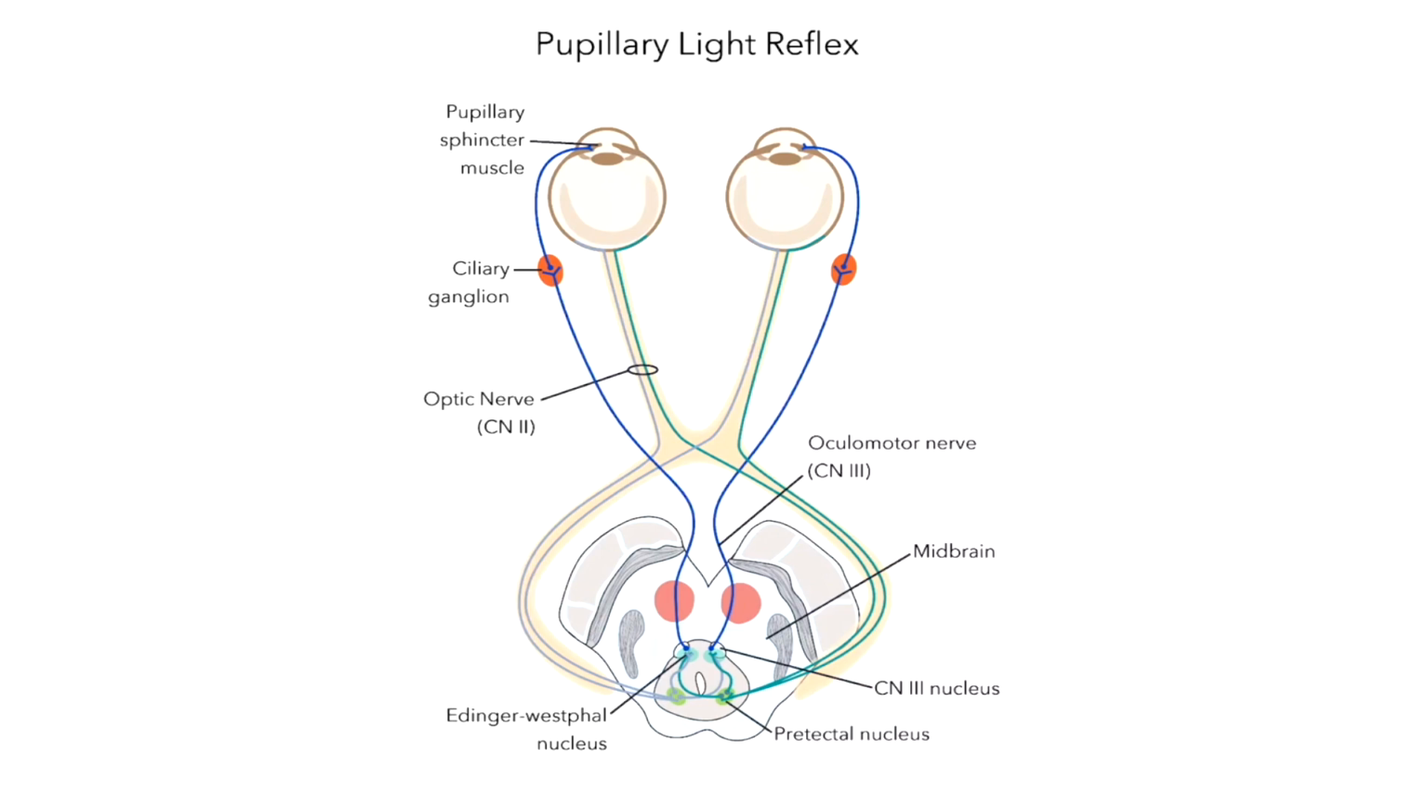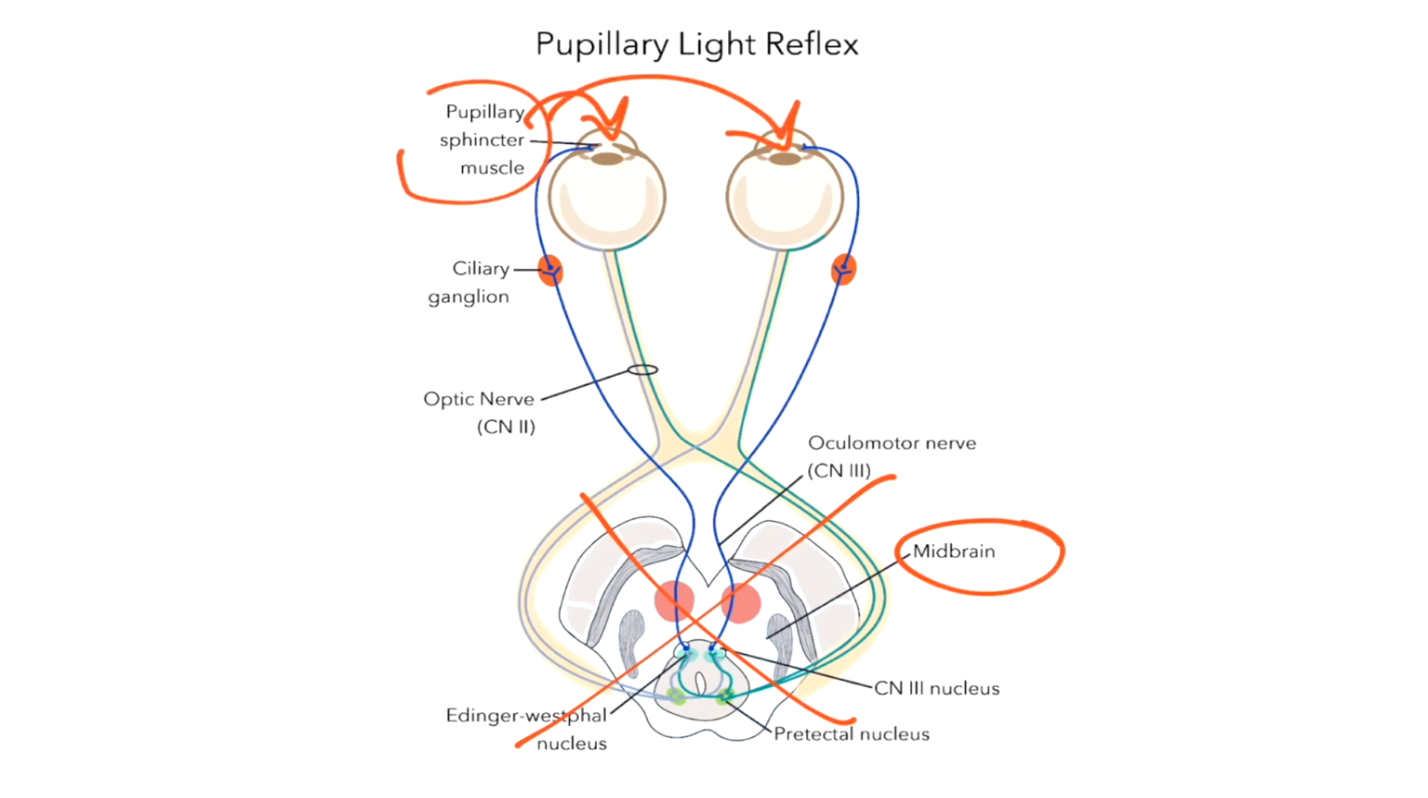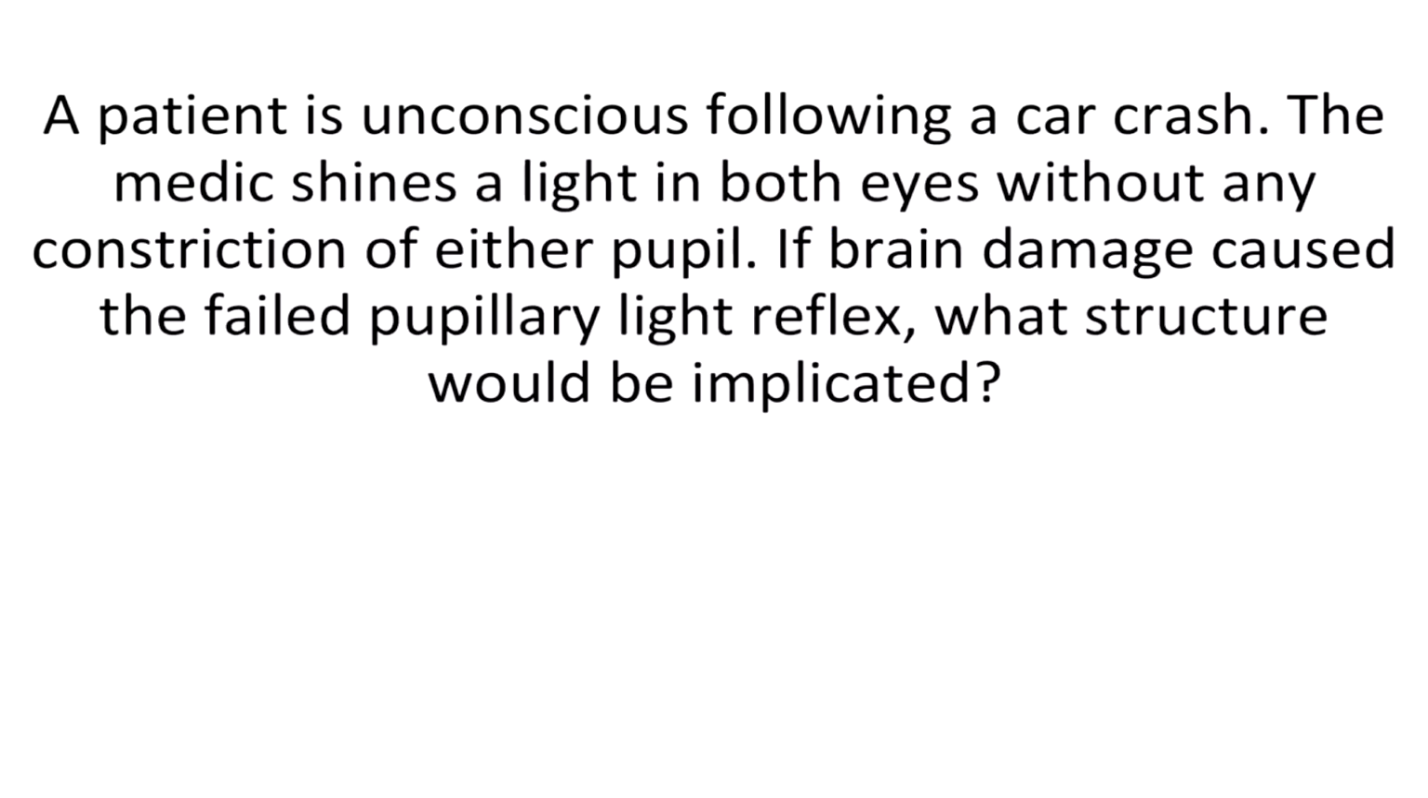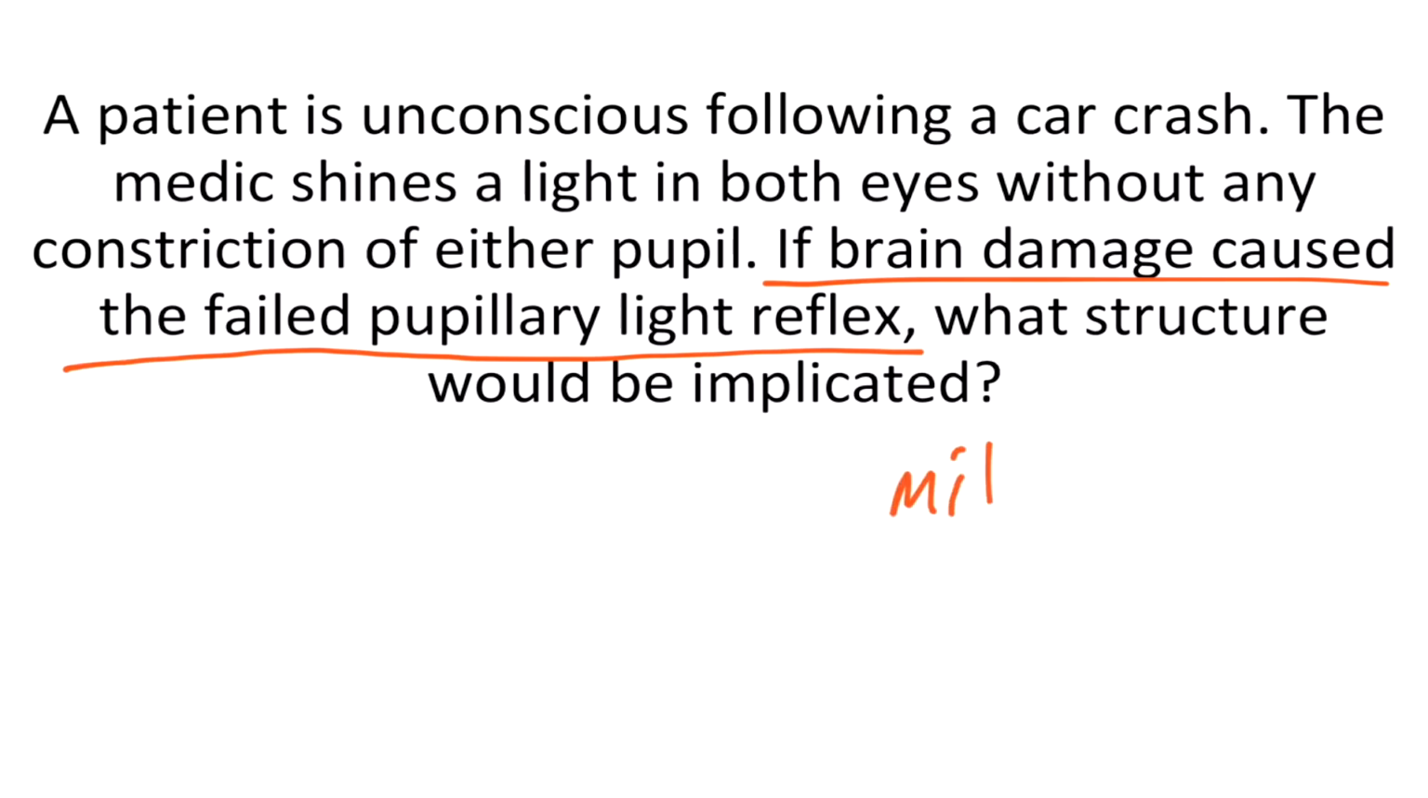If we look at the pathway of the light reflex, we can see that the portion of the brain responsible for the reflex is the midbrain. So if there is damage to the midbrain, you won't ever get a signal to the pupillary sphincter muscles in either eye. So going back to the question, if brain damage caused the failed pupillary light reflex, the structure responsible would be the midbrain.